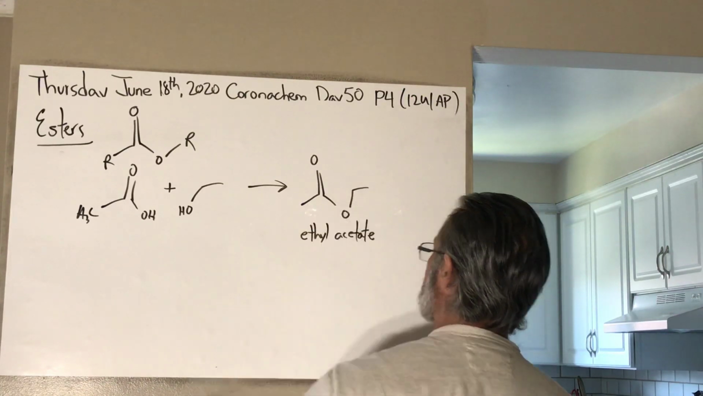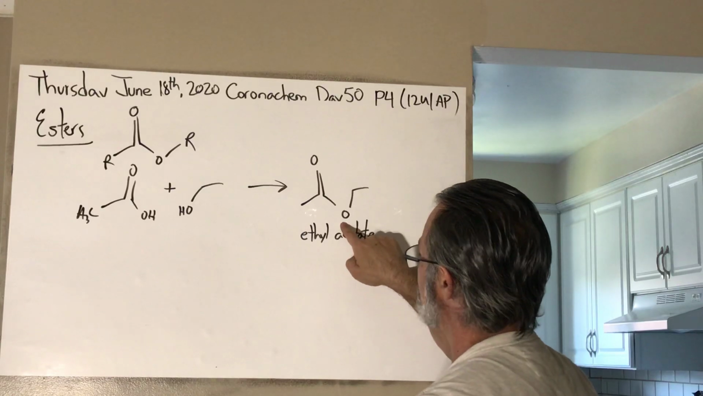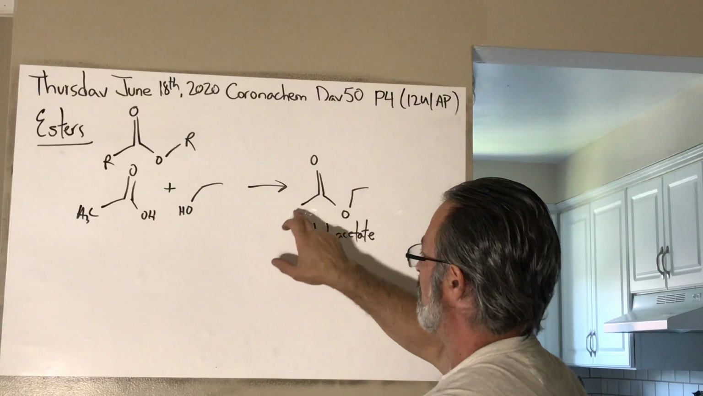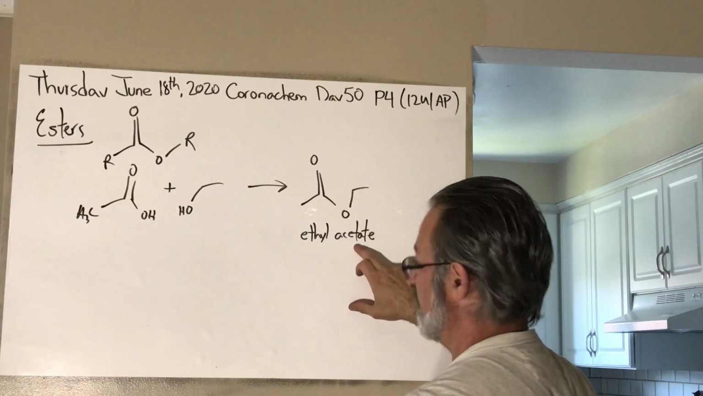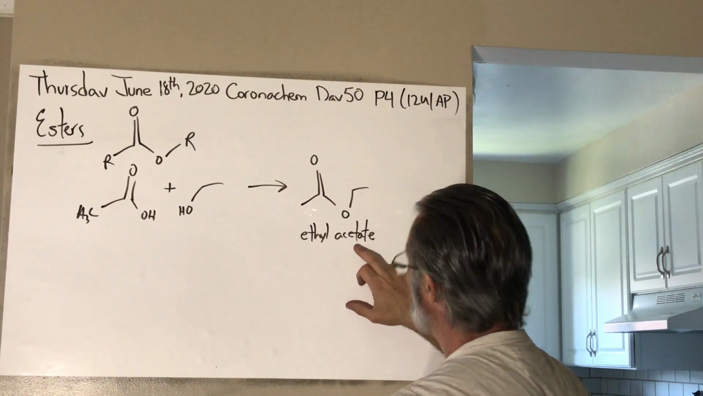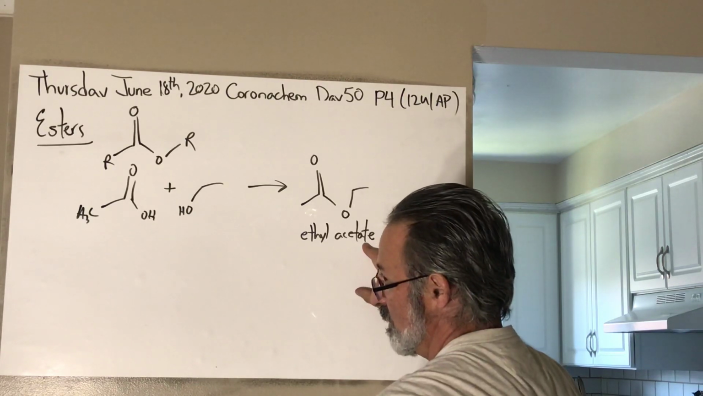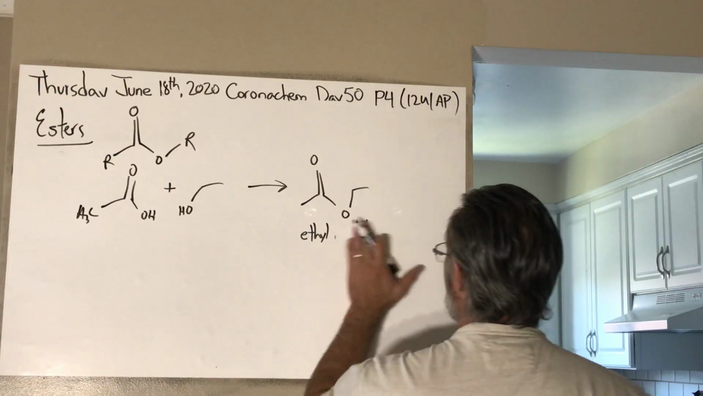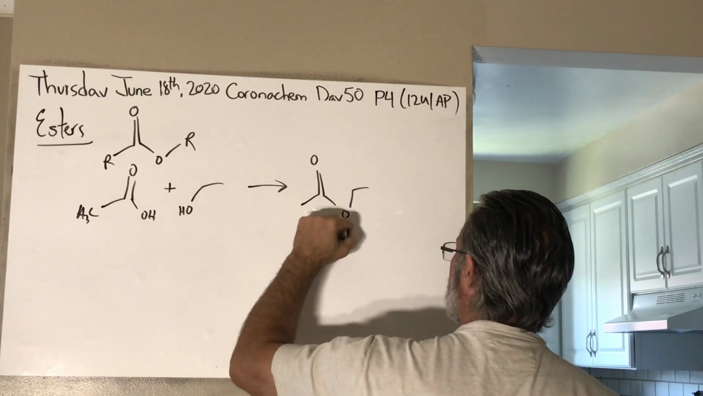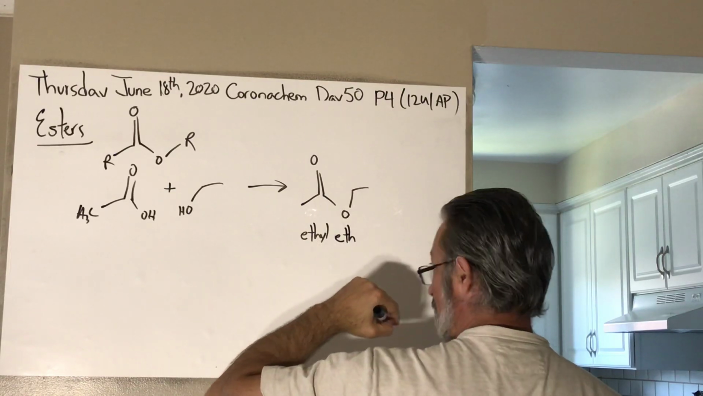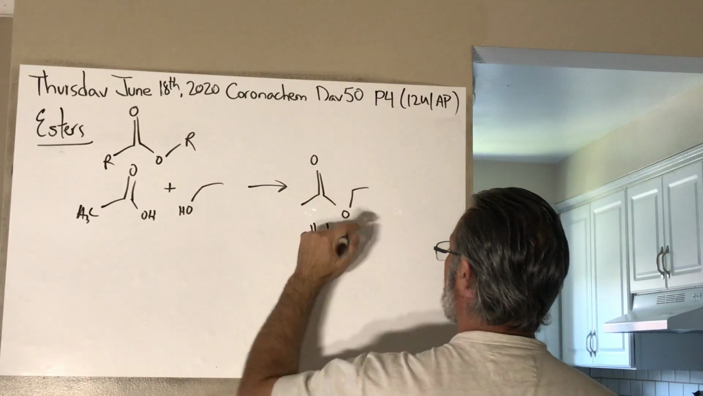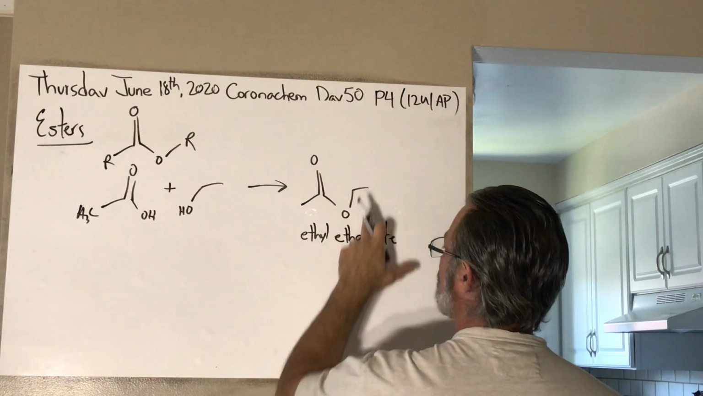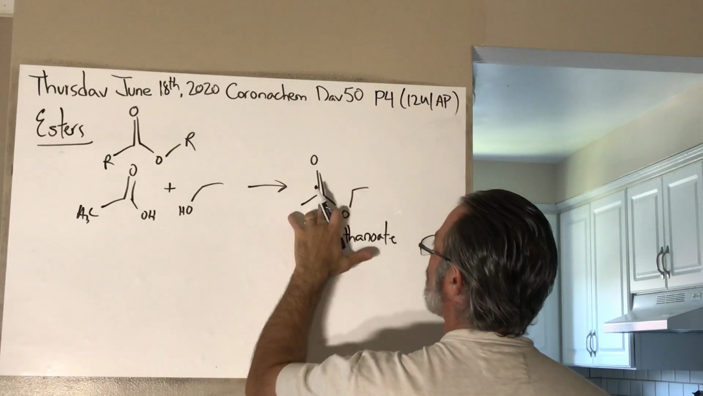So the way you name esters is you name the part that's attached to that oxygen first, and then you name this bit by counting how many carbons it has. So acetate, which has an -ate ending. Acetate is the trivial name. Ethane, or ethanoic, is 2 carbons. So there's 2 carbons here, so you call that ethanoate. So ethyl ethanoate.